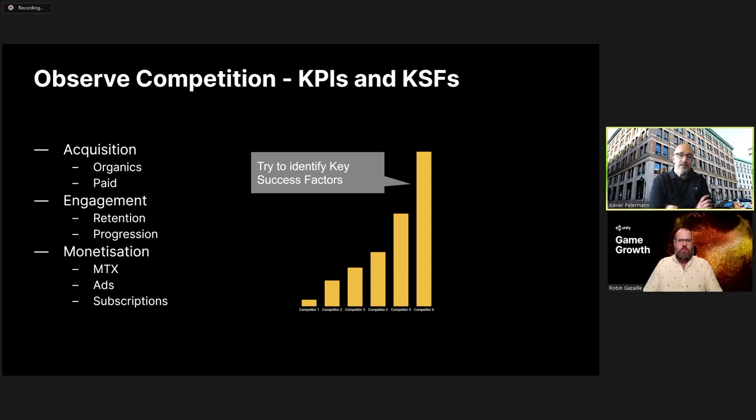When you look at the KPIs, you will see, of course, that they don't perform at the same level all the time. There are some that are better than others. So it will be really interesting for you to try to identify what are the key success factors. How come competitor six is doing better than competitor one? What are they doing different? And the yellow graph I'm putting here is just an example of observing one KPI, but you should observe at least some KPIs for acquisition, some for engagement, and some for monetization. And the process is all the same. Figure out who does better, who doesn't, and then position yourself compared to these ones.